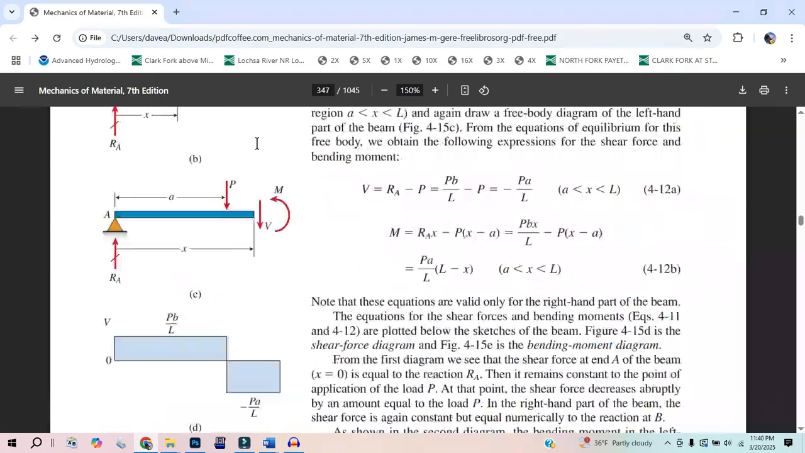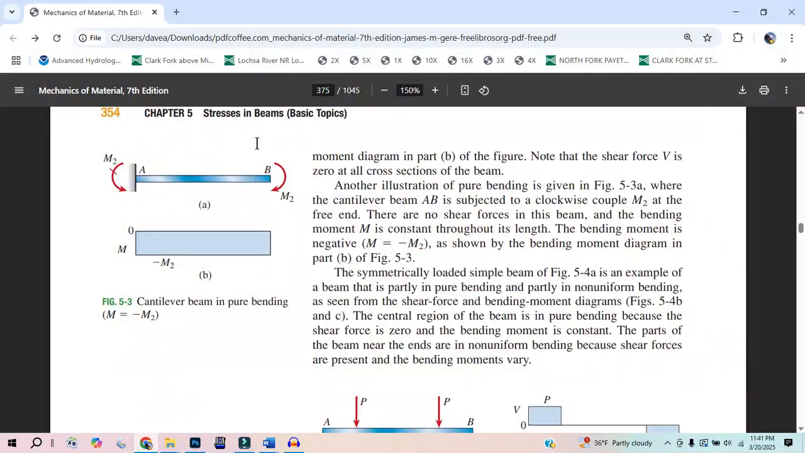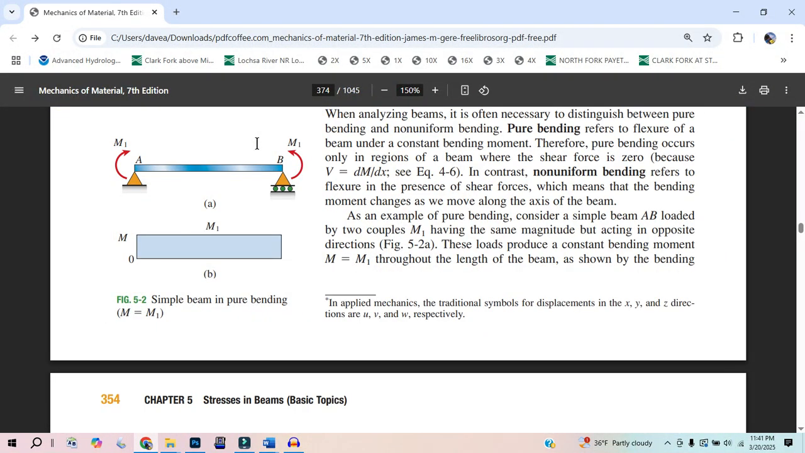All right, booyah. So let's go back. 374. 370. Hell yeah. All right, so that's that differential equation. Sweet. So in contrast, non-uniform bending, that's going to be what we just saw. Those three diagrams were non-uniform bending. There was some aspect of shear force in the internal cuts.